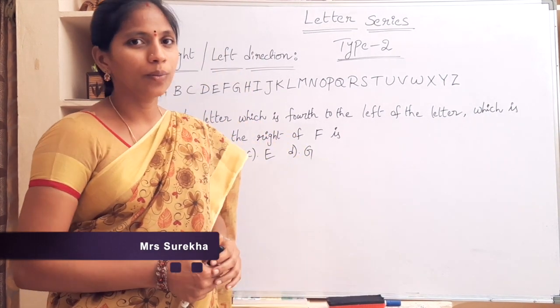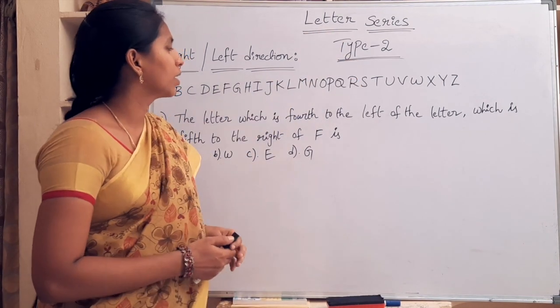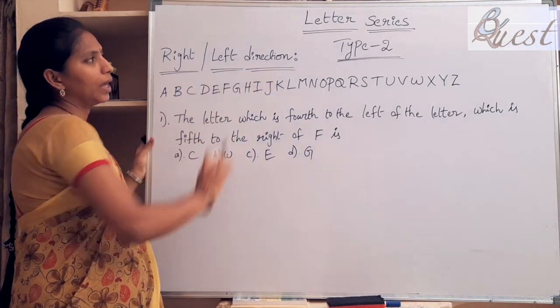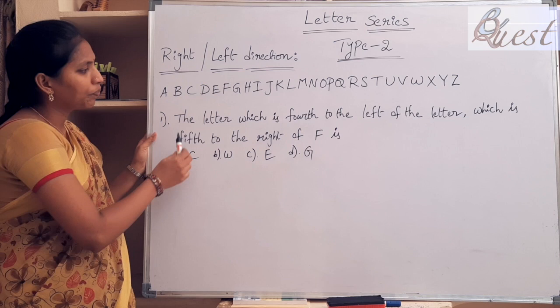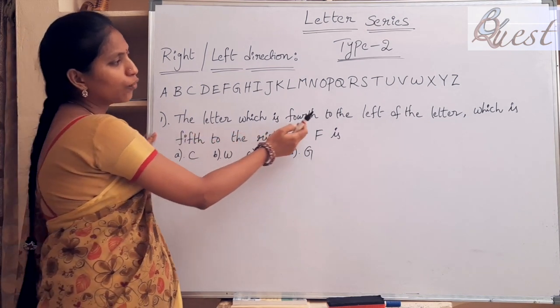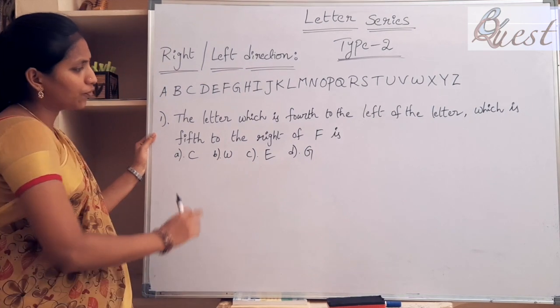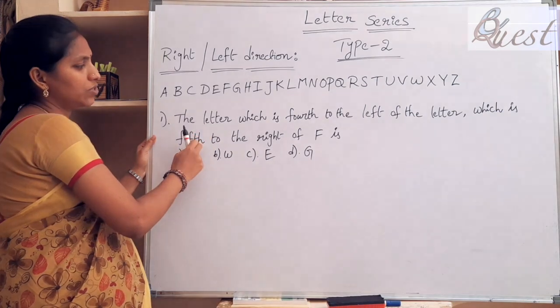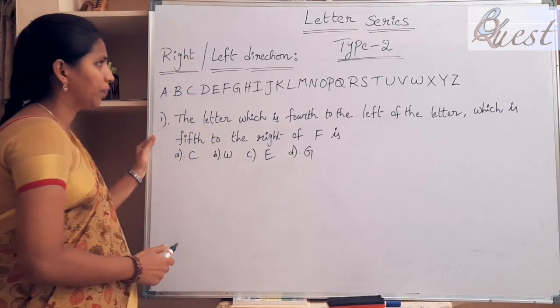In this video, we will see type 2 in letter series. Type 2 problems are related to right-left direction. For example, see the question: the letter which is fourth to the left of the letter which is fifth to the right of F is. This type of question comes in type 2 letter series.